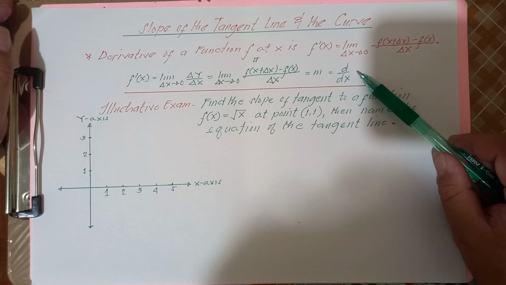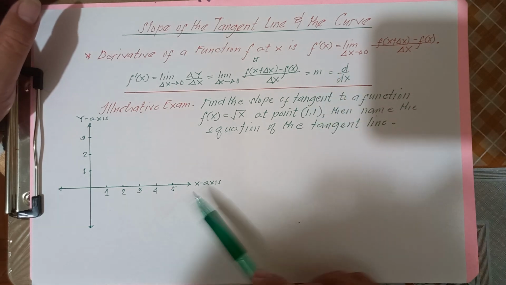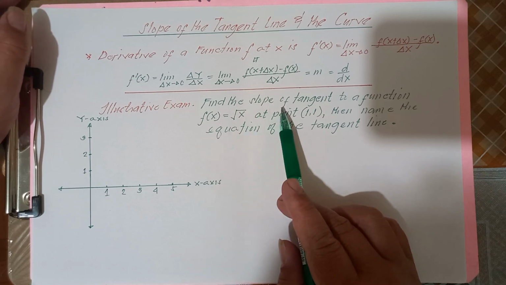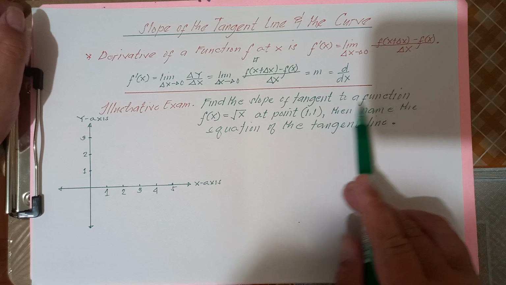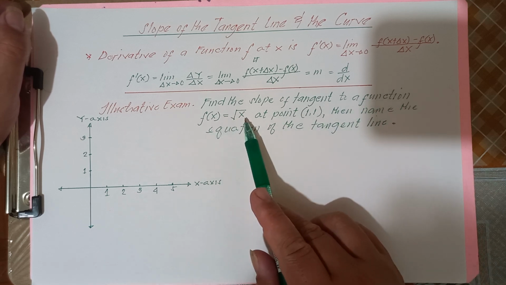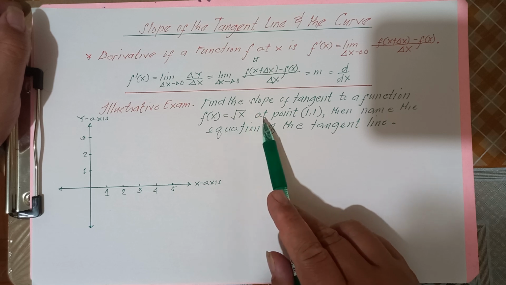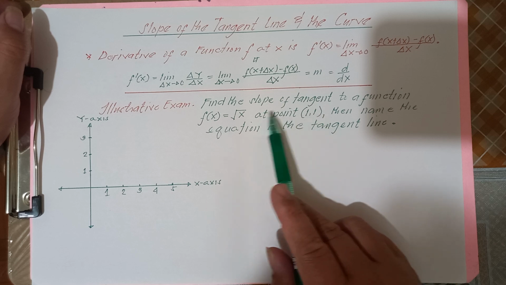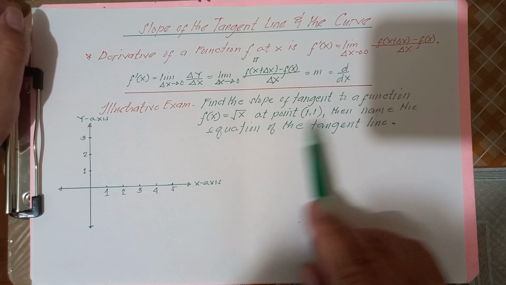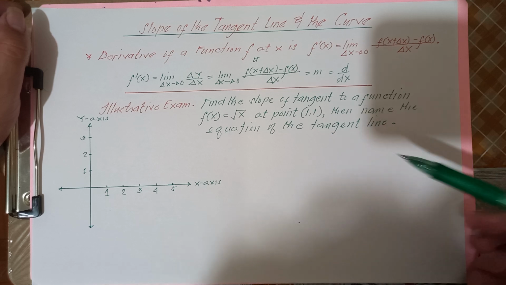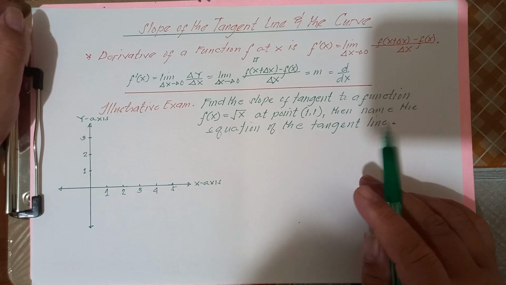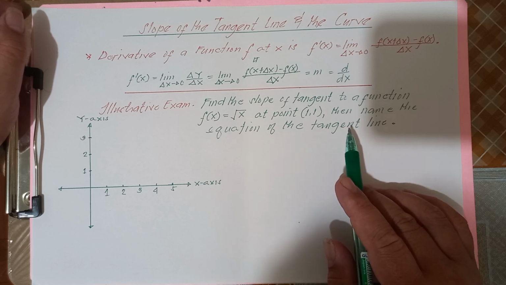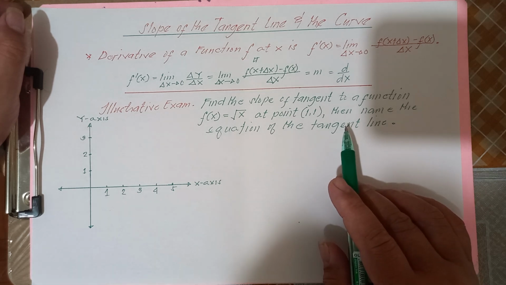Definitely, to apply or illustrate this, let us consider one problem. Find the slope of the tangent line to the function f of x equal to the square root of x at a given point (1, 1). Then after having the slope of the tangent line, name the equation of the tangent line. Before we solve for the slope of the tangent line, I would like to illustrate the curve first.